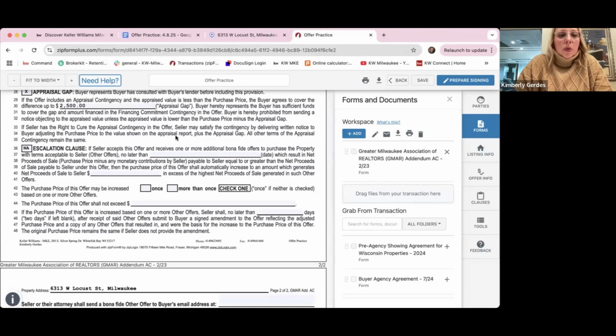Seller has the right to cure the appraisal contingency by delivering written notice to the buyer, officially adjusting that purchase price to the value shown on the appraisal report plus the gap.